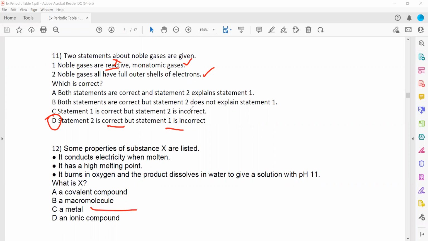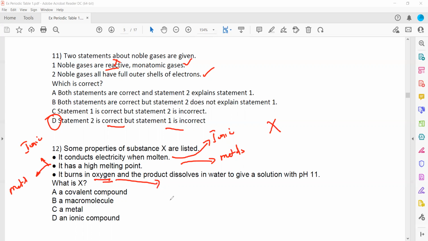Then question 12, some properties of substance X are listed. Substance X conducts electricity when molten. So it means this is a property which applies to ionic compounds, because ionic compounds can conduct when molten, or it is for metals as well. Metals can also conduct. It has a high melting point. So this also means it can be ionic because ionic compounds have a high melting point, or it can be a metal. And it burns in oxygen. Ionic compounds cannot burn.